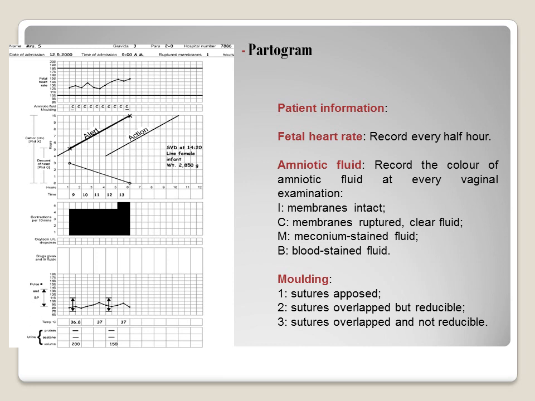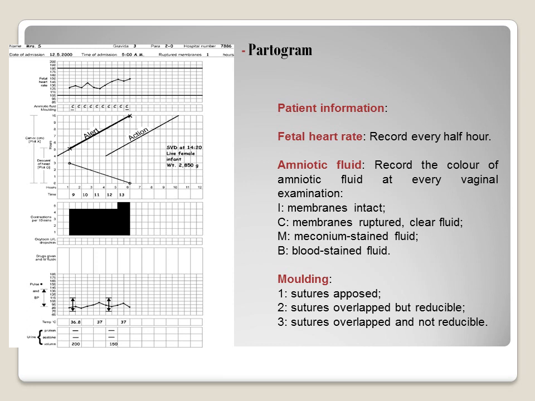ممكن نشوف كل هذه الألوان بنفس البيشنت مثلا تكون intact membrane وبعد أن صار rupture membrane we see it clear and then مثلا it becomes bloody due to the separation مثلا abruption and then this lead to fetal distress and meconium passage وممكن نشوف كل هاي الألوان مع بعضها.